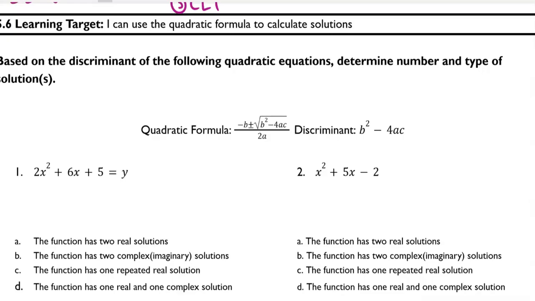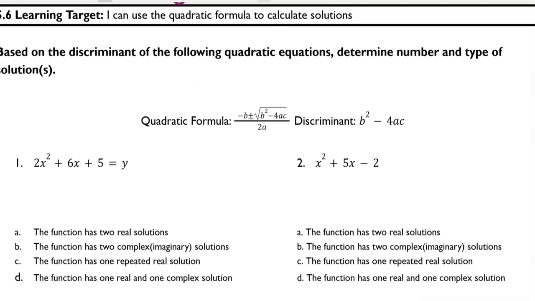All right, now we're going to be using the quadratic formula. It says here, based on the discriminant of the following quadratic equations, determine number and type of solutions. So the discriminant can tell us how many solutions we'll have and what type of solutions, whether they're real or imaginary. And just to say it again, when we say solutions, what are we talking about? We're talking about the x-intercepts, the roots, the zeros.